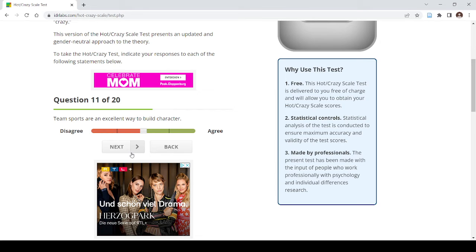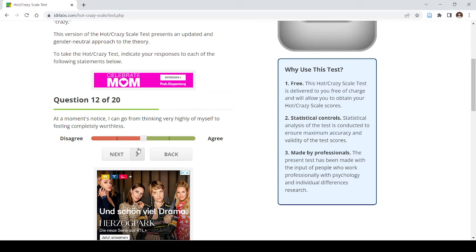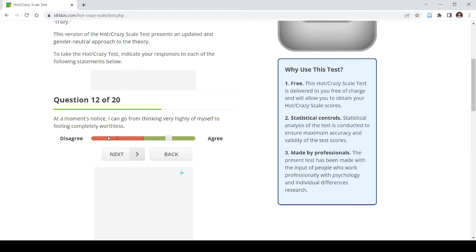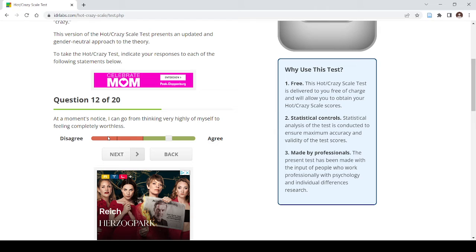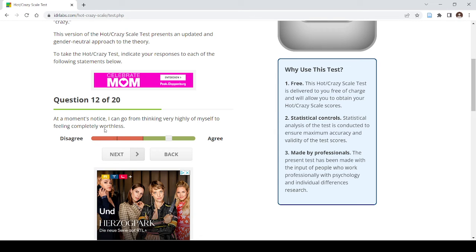Okay, next. Team sports are an excellent way to build character. I won't say excellent, but they are helpful in that regard. Next up, at a moment's notice, I can go from thinking very highly of myself to feeling completely worthless. Not completely, but my self-esteem does get affected by various developments. Maybe not at a moment's notice, but still. My realizations about my self-worth are a little bit more complicated than just, you know, this kind of mood swing.